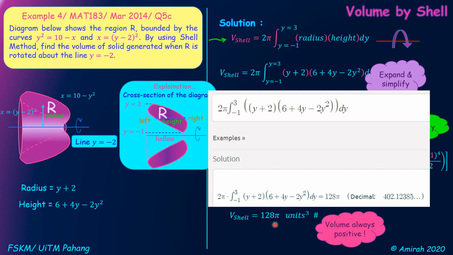From here, we can see that volume is always positive. If we have a negative volume, maybe we made a mistake when finding the radius, or when setting up the formula, or when integrating, or when replacing the lower and upper limits. So from here, we just leave our answer in pi.